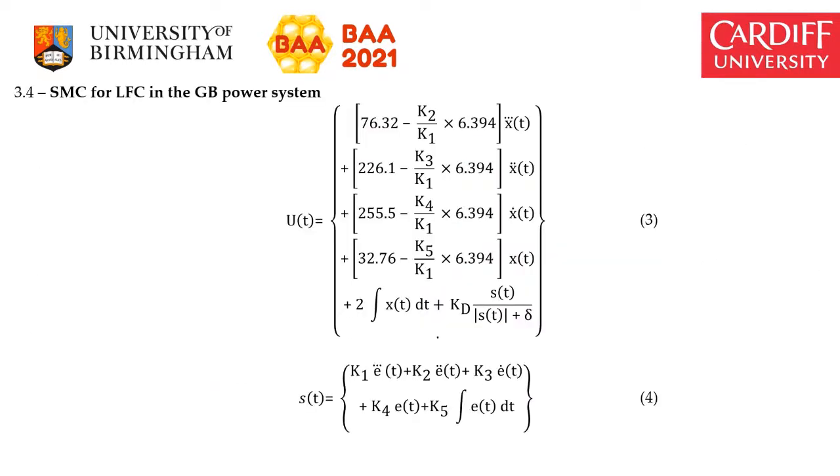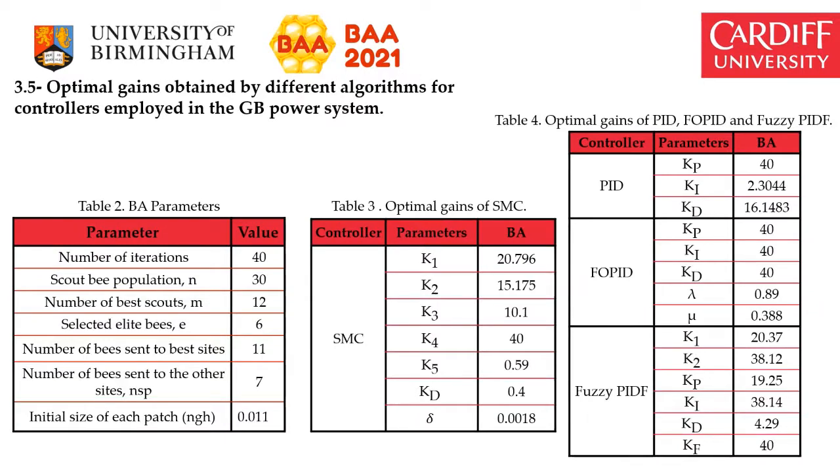The sliding mode control is derived based on the parameters of the simplified Great Britain power system. In the case of sliding mode control, 7 parameters are to be tuned by the BEAS algorithm. The control law of the proposed sliding mode control design is expressed in equation 3. Table 2 gives the BEAS algorithm parameters used in this study. The optimum gains obtained by employing the BEAS algorithm for the sliding mode control are given in table 3.